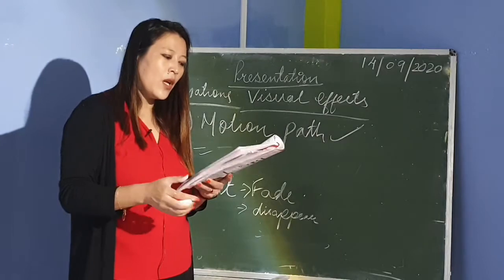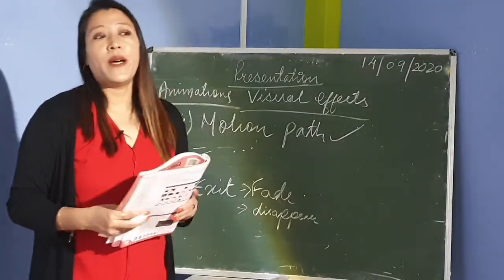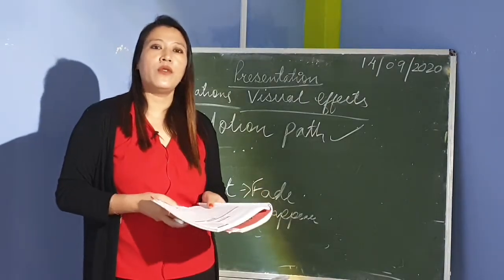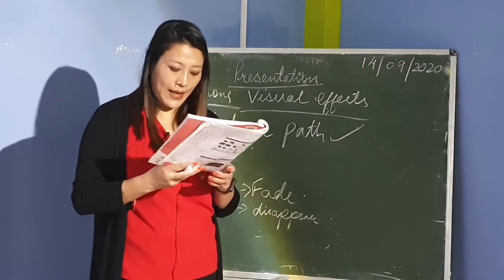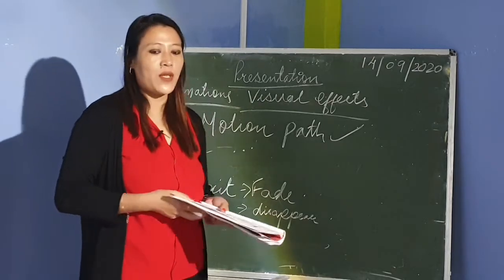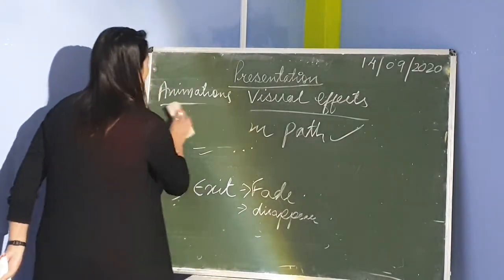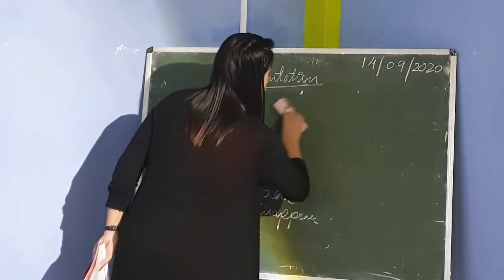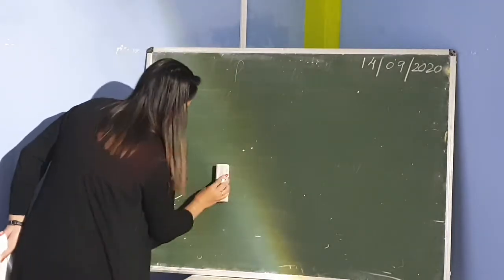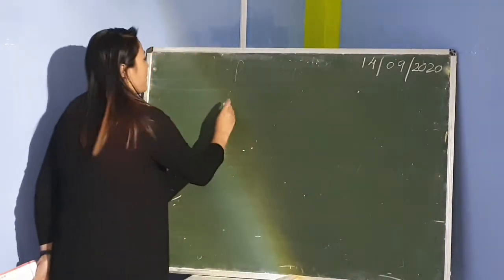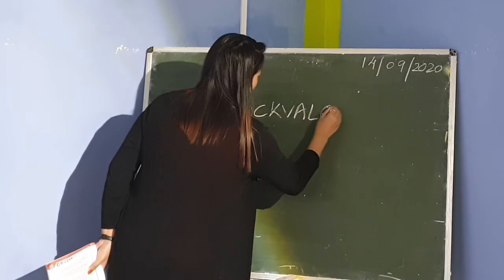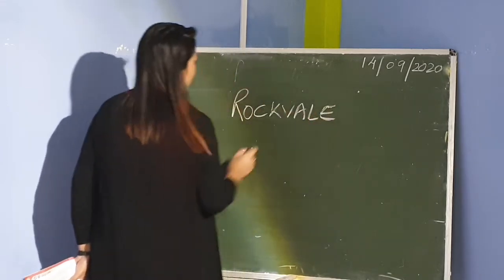Okay, now these are the animations that I have discussed. But how do you apply animations to the slide? Okay, to apply animations you have to follow certain steps. Like, first you will create a presentation. Then in that presentation, you will write some text. Suppose I am making a simple slide in PowerPoint. My text says, suppose Rockville. Okay, so I wrote a text Rockville in my slide.